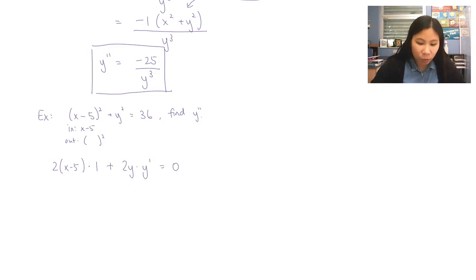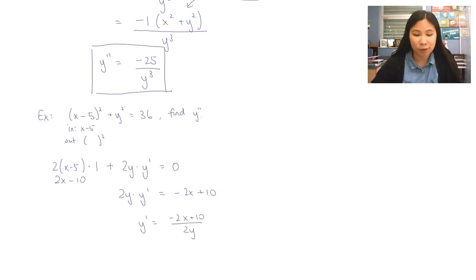So then remember we're trying to get y prime by itself. So I'm just going to subtract the 2 times (x minus 5) over to the other side. So if I distribute out the 2, it'll end up being 2x minus 10, and then subtracting that onto the other side will give me negative 2x plus 10, and then I can just divide both sides by 2y to get y prime by itself. Okay, so that's my first derivative.